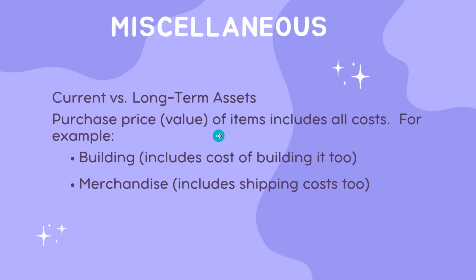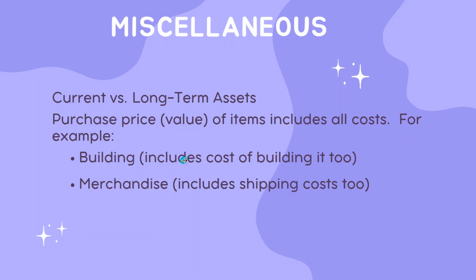Make sure also that the purchase price, let's say that you buy in your inventory, an item costs $10, but you have to pay $1 to get it here. Do you record the value of it as $10 or $11? You record it as 11 because that's what it costs. That's the actual cost to get it to you. So merchandise needs to include the shipping cost too.